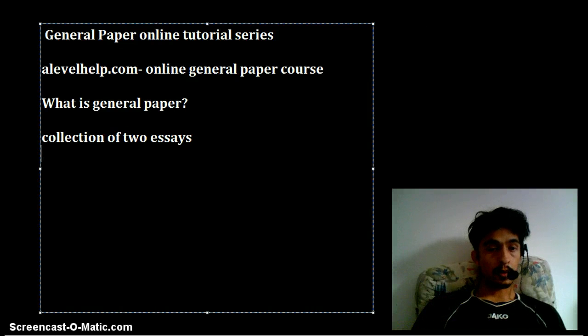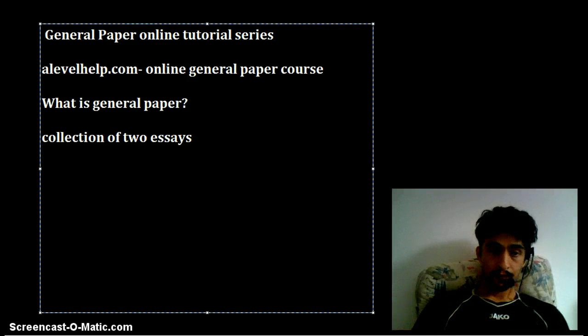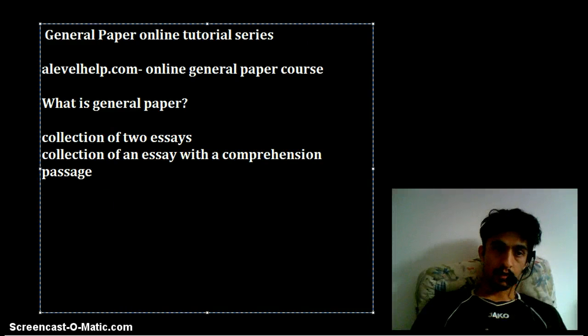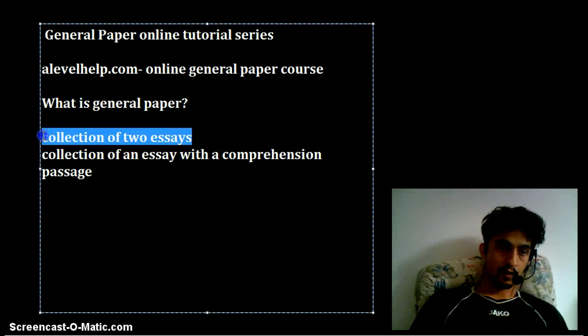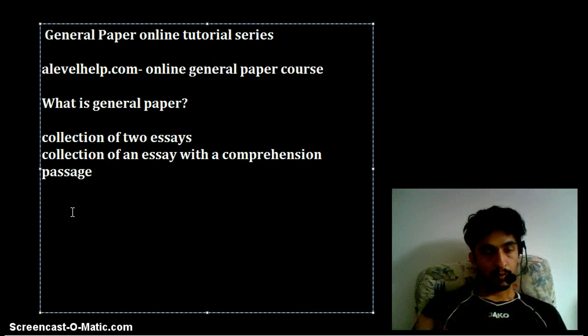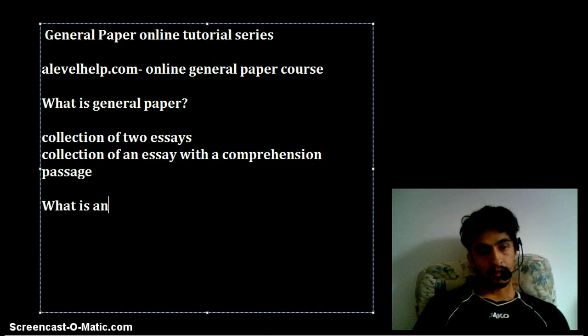And if you are taking general paper 8001 in October, November, then it is slightly different. It's a collection of an essay with a comprehension passage. Okay, so this is the simple definition of how I started learning about general paper. And now let's start towards the topic. Let's start with this topic, collection of the 2 essays. Okay, so the general paper is the collection of the 2 essays. Now let's start with another question that's very important you should ask if you are appearing in the general paper exam. What is an essay?